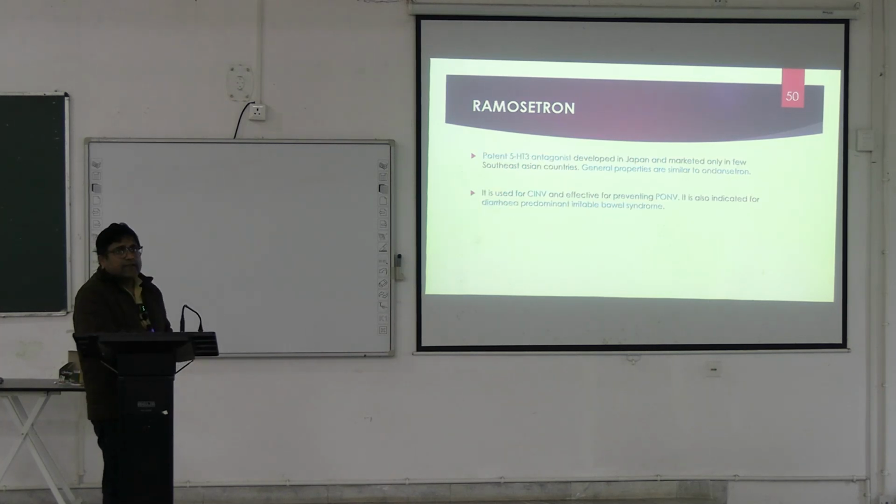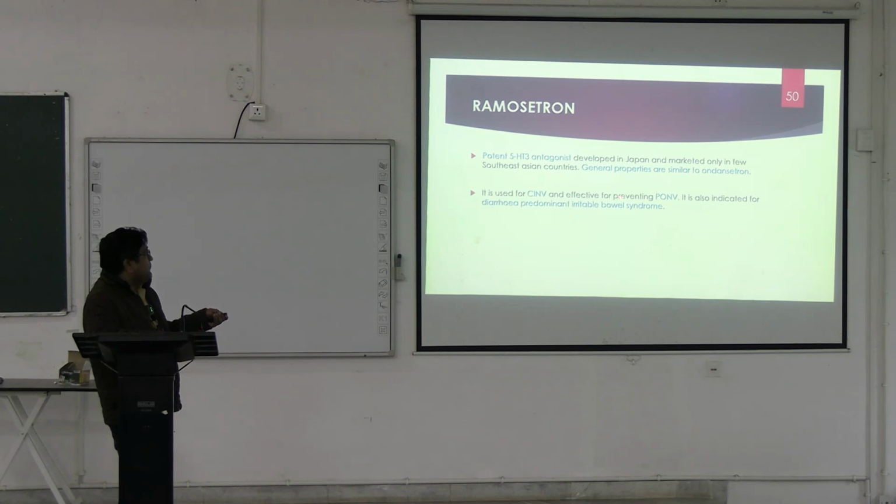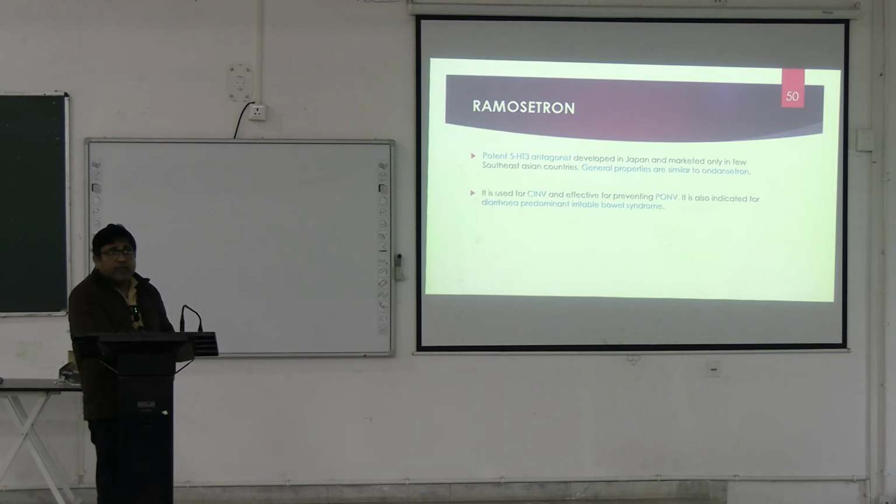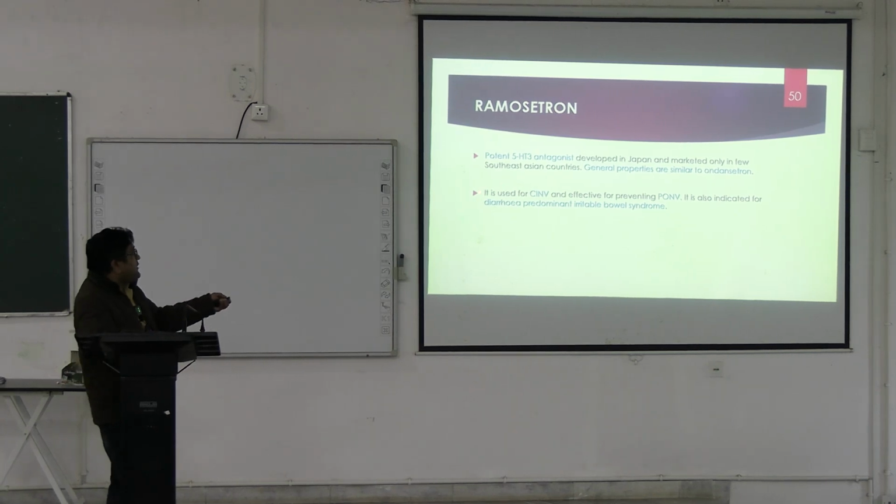Ramosetron is a potent 5-HT3 antagonist developed by Japan. Properties are similar to that of ondansetron. Its indication is basically chemotherapy-induced nausea vomiting, post-operative nausea vomiting, and again they are useful in diarrhea predominant irritable bowel syndrome.